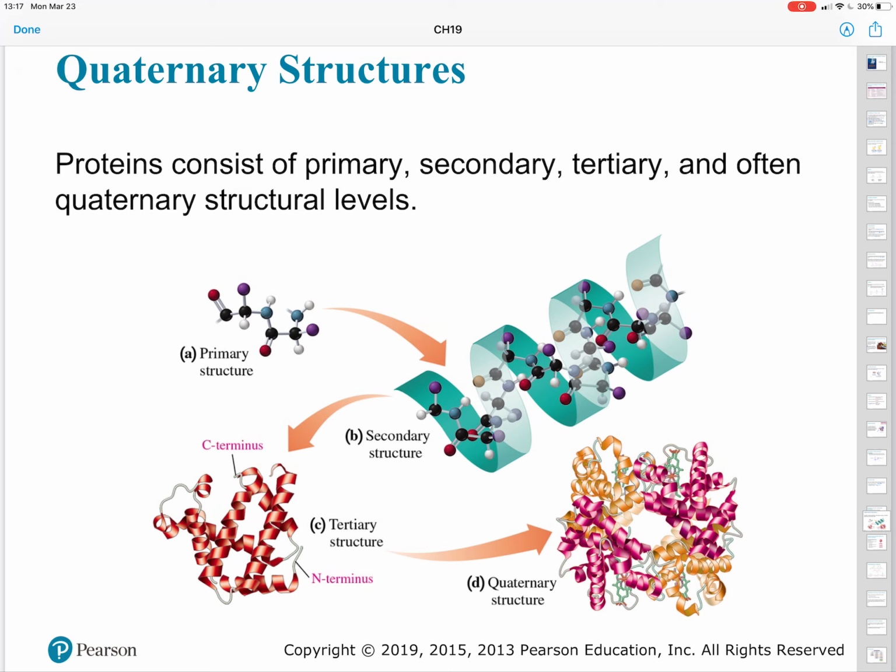So to sum it all up, primary structure is the sequence, secondary structure are those alpha helix and beta sheets, tertiary structure just involves multiple interactions to hold it together, and quaternary structure is multiple tertiary proteins.